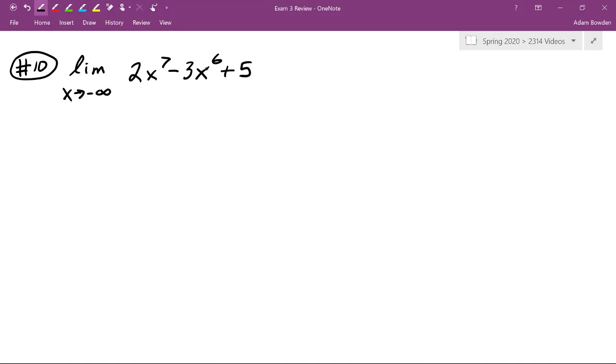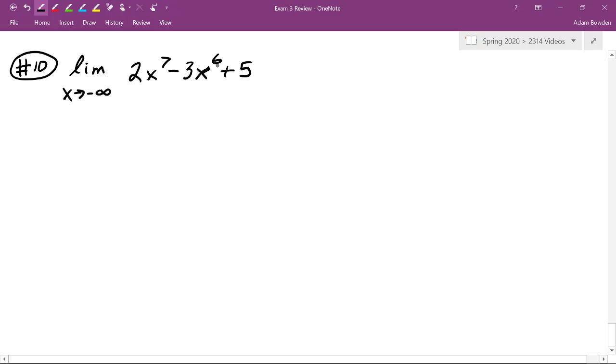Number 10 and a few of the other questions next to this one have to deal with limits as x goes to infinity or x goes to negative infinity. And let's look at this first one. This is a polynomial, 2x to the 7th minus 3x to the 6th plus 5.